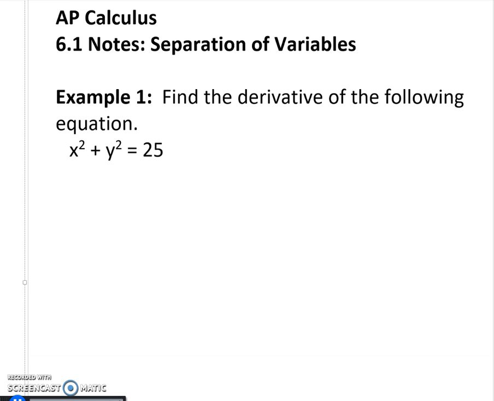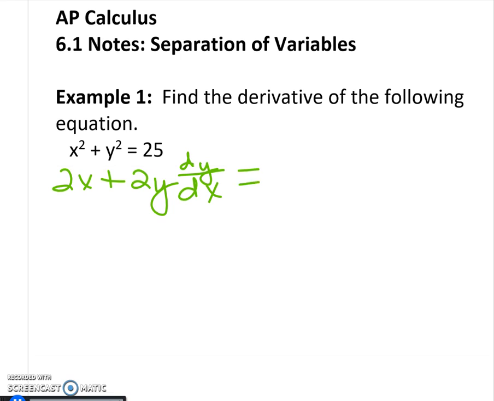last semester. We're given an equation like x squared plus y squared equals 25, and if we're asked to find the derivative of that, hopefully you remember this process. This is known as implicit differentiation, when we have to take derivatives of more than one variable in the equation. So the derivative of x squared is 2x, and then the derivative of y squared would be 2y, but remember we convert that to a derivative in terms of x by writing dy/dx next to it. And then the derivative of 25 is 0.